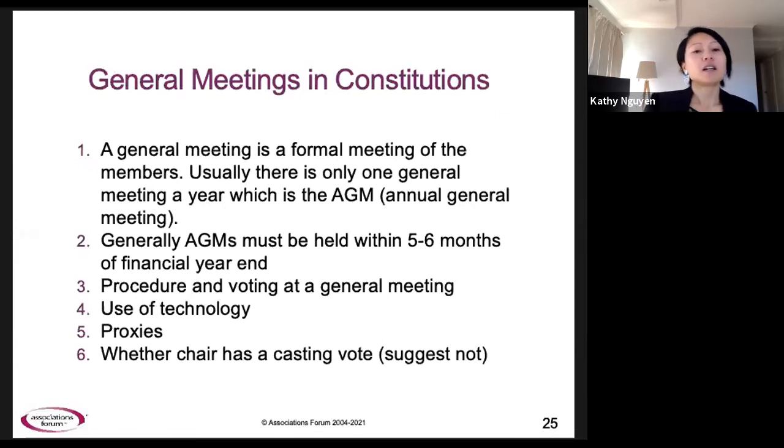Okay. Now, constitutions also include provisions regarding general meetings. A general meeting is a formal meeting of the members. Usually there's only one general meeting a year, which is the AGM, annual general meeting. And generally, again, depending on the legislation or jurisdiction, the AGM must be held within 5 to 6 months of the end of the financial year.